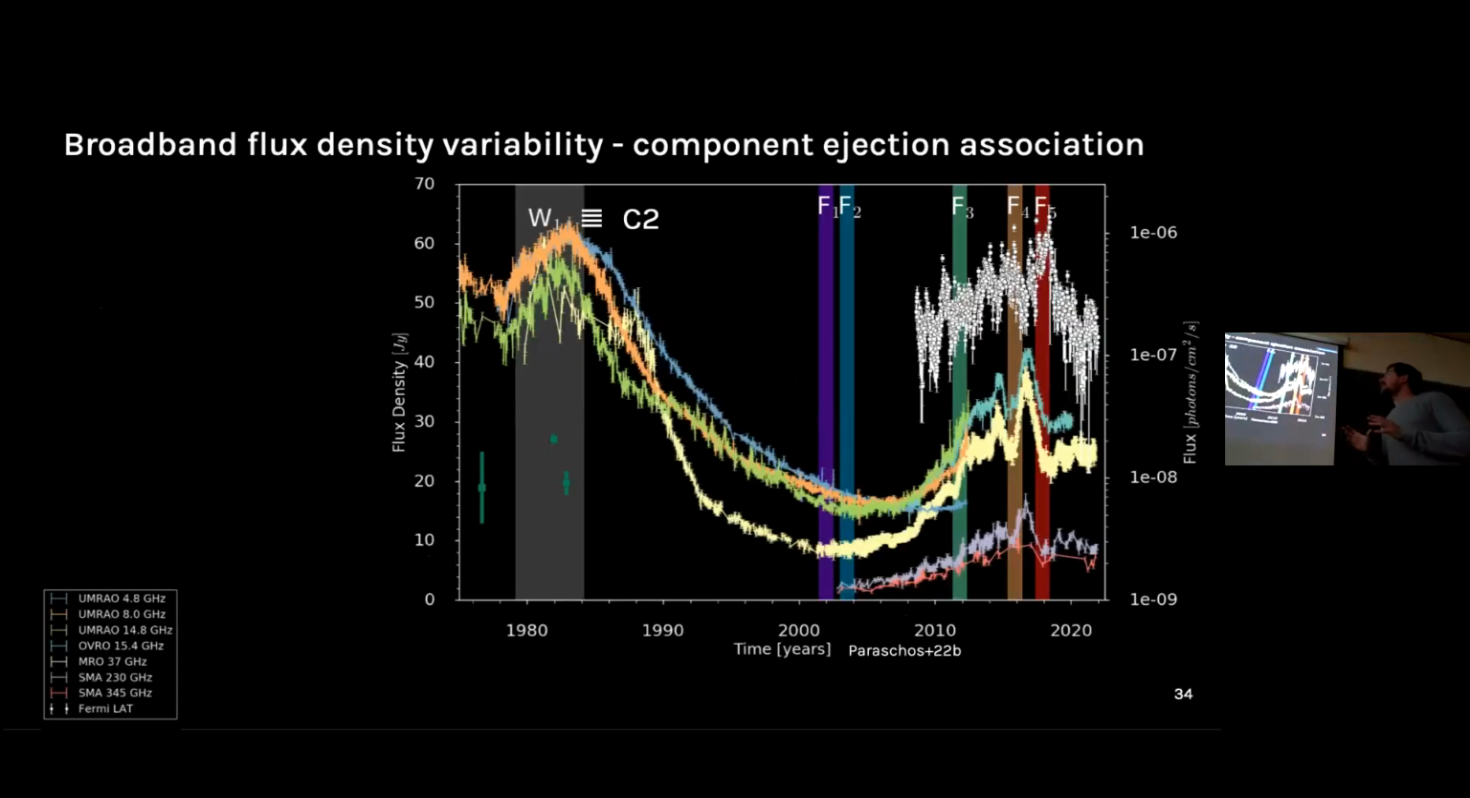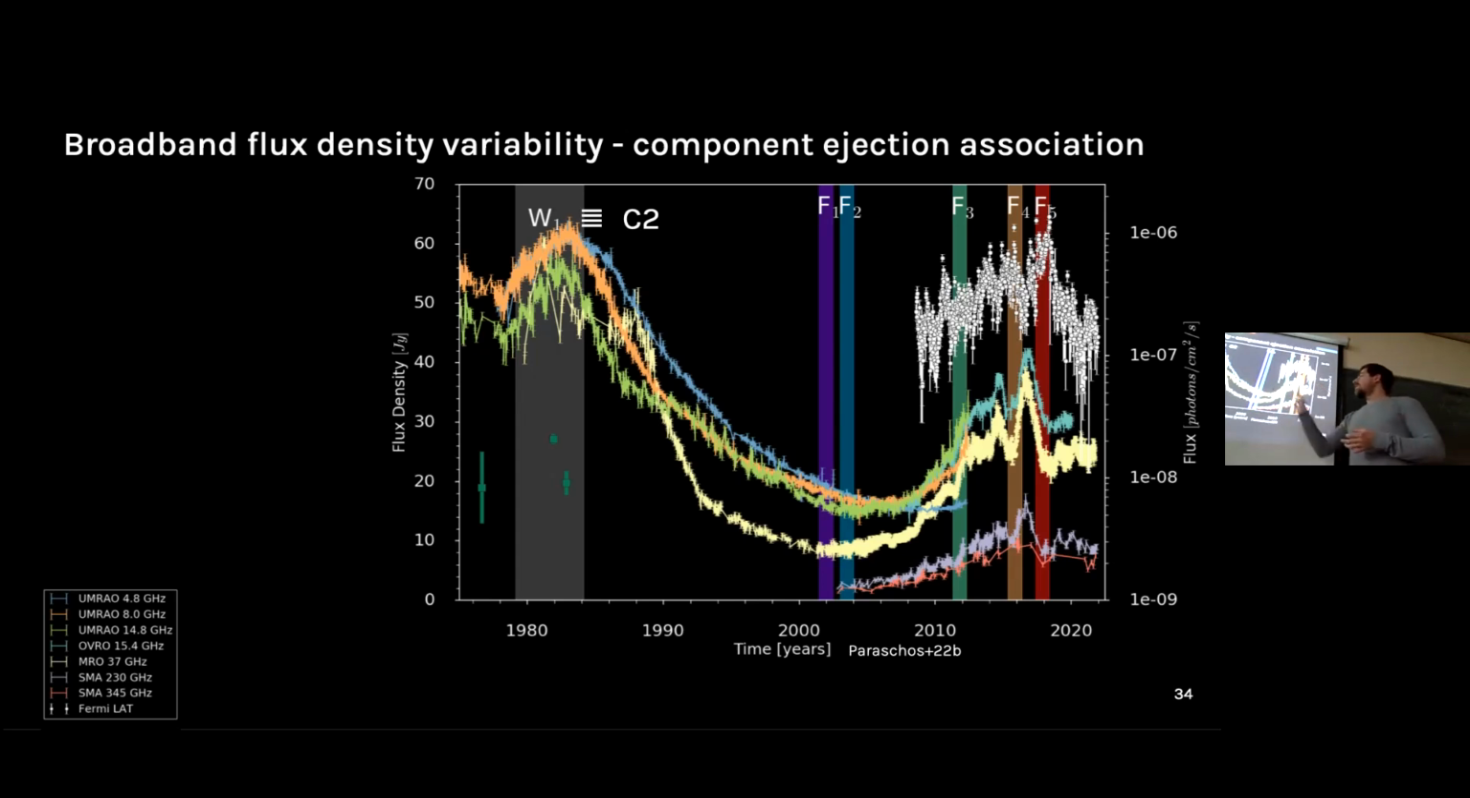Now, we also again looked at the variability of the source. This is all the data that we have reaching back to the 1980s. And again, let me remind you that the color coding is the 5 components that we were able to cross-identify at 43 and 86 gigahertz in the previous slide. So we wanted to see if the broadband flux density is associated with the component ejection.